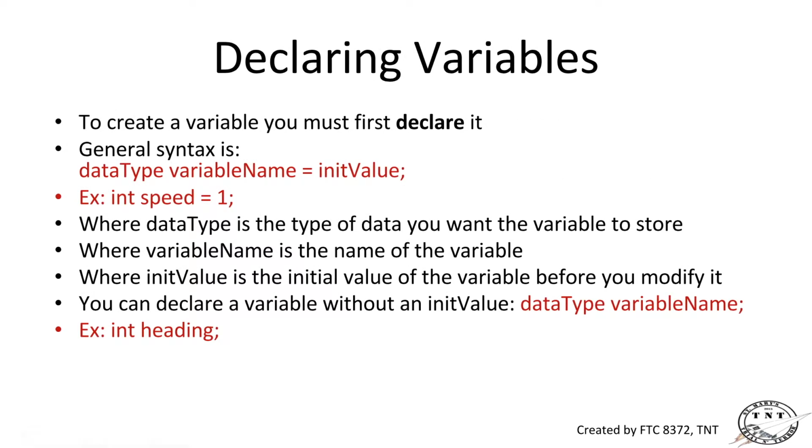So to create your drawer, you first need to declare it. The general syntax for this is your data type, so what you want your drawer to store, then the name of your drawer equals whatever you want to put in your drawer at first, followed by a semicolon. An example of this would be making a variable speed equals 1. So basically now speed holds 1, and then later on you can just be like, okay, what's speed? That's that. You can also declare a variable without an initial value by just taking out the equal sign and the initial value, and it will just create it as empty.